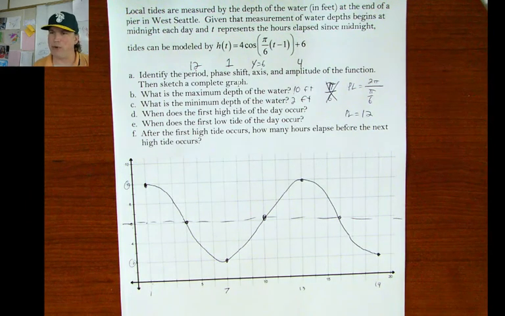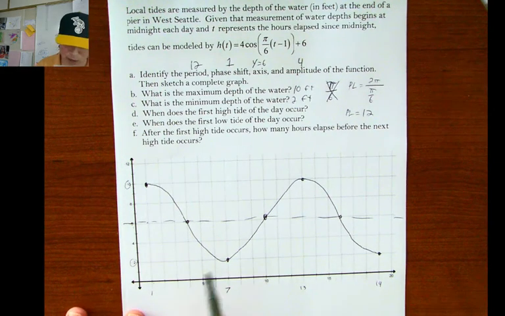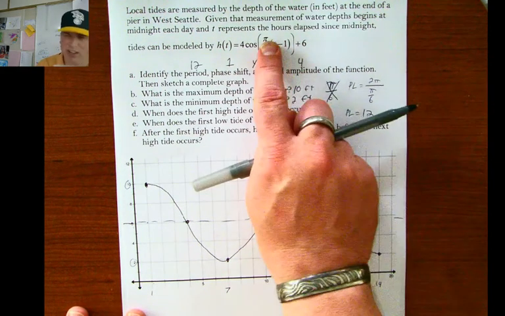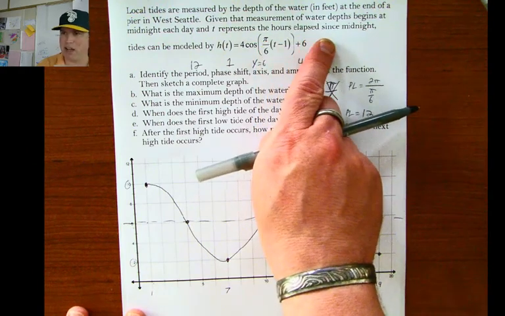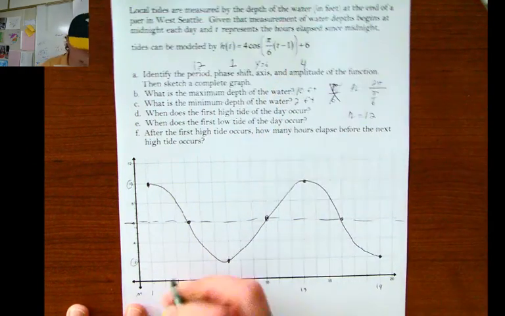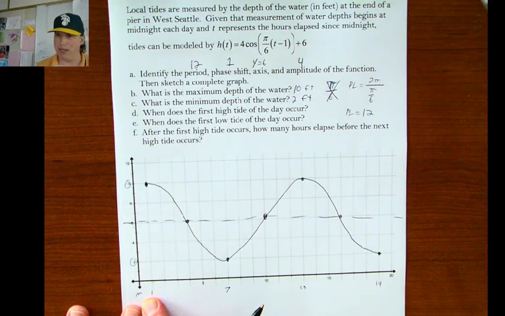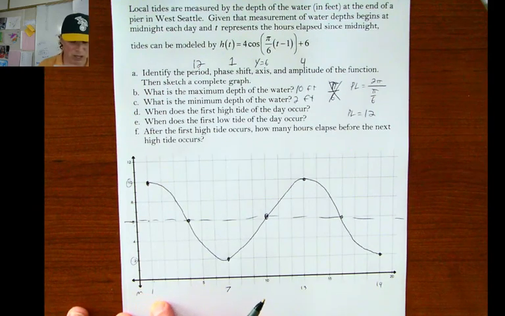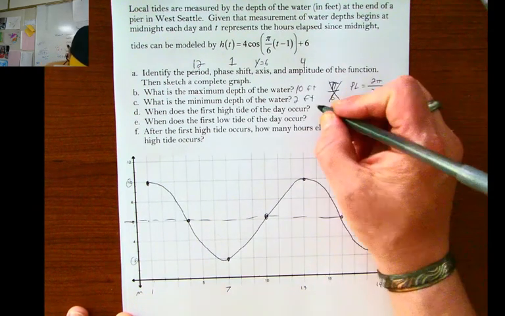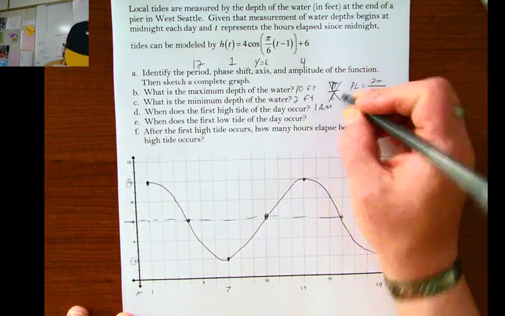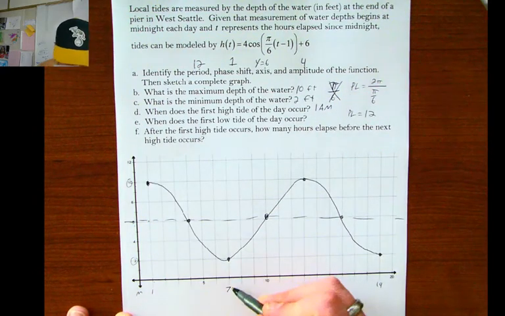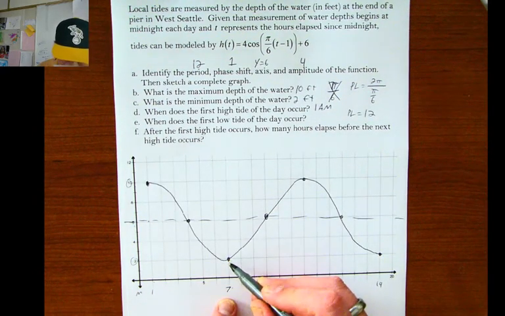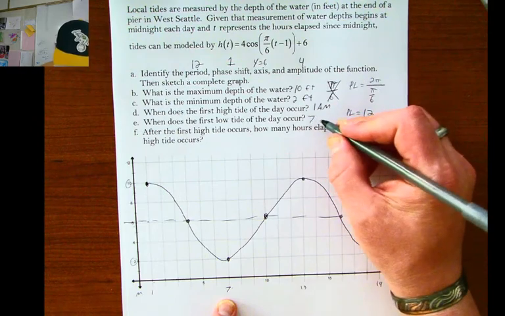When does the first high tide of the day occur? We've got to be careful here. T represents the elapsed time since midnight. So right here at the start of the graph is midnight. The first high tide of the day, the first time after midnight, would be 1 a.m. When does the first low tide occur? Low tide is right here at 7 hours, so that would be 7 a.m.